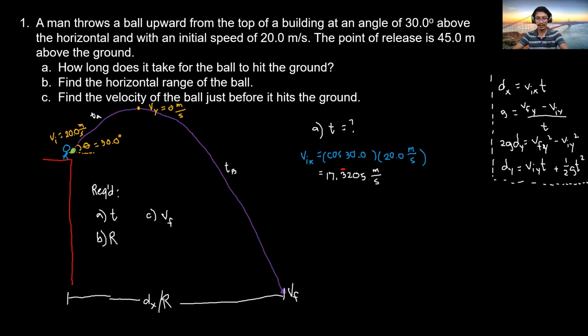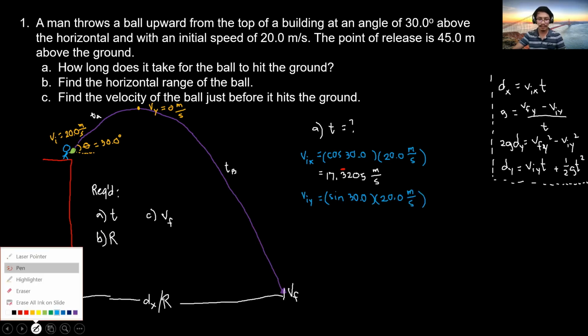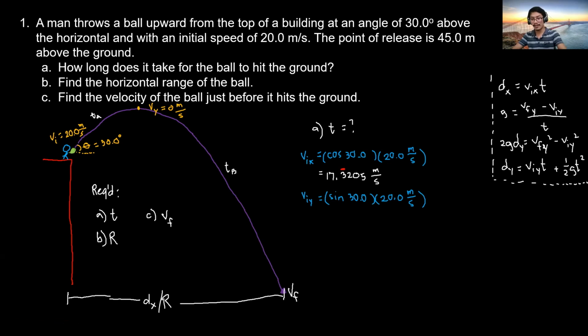Now, VIY, we also know that VIY is equal to sine 30.0 times the initial velocity, which is 20.0 meters per second. We can already solve that because all the values are given. So, let's solve directly: 20.0 times sine 30, and that is 10.